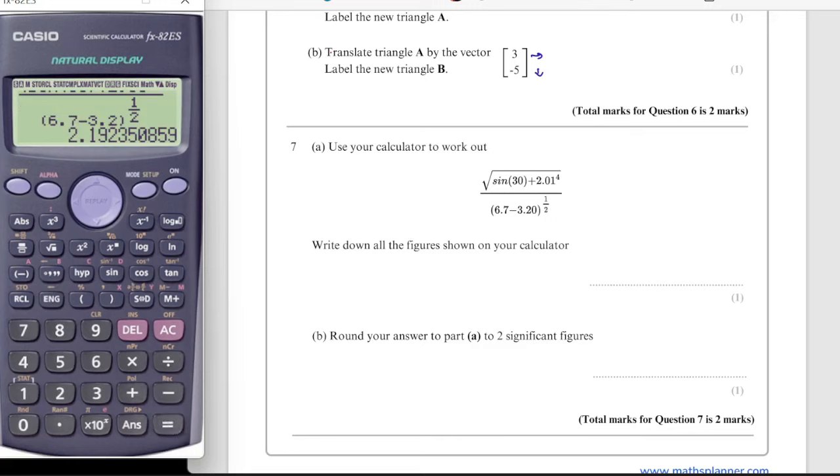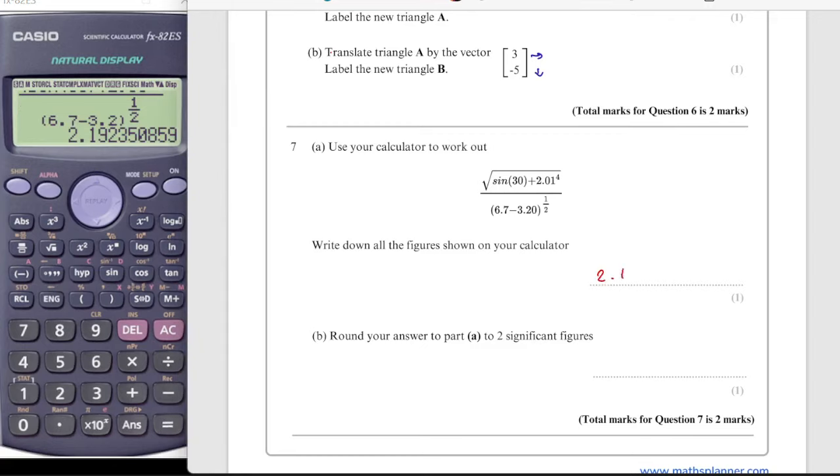Write down all the figures on your calculator display. So I'm looking at 2.192350859. Round your answer to part A correct to 2 significant figures. So let's just double check that I've typed it in right. This tends to be my biggest mistake. Okay, round your answer to 2 significant figures. So this is the first significant figure, this would be the second. So we're looking at 2.2.